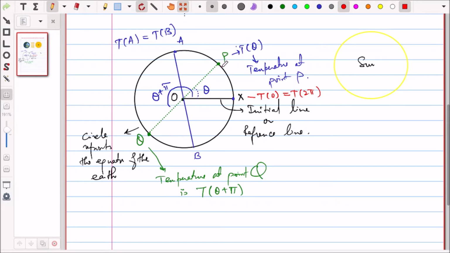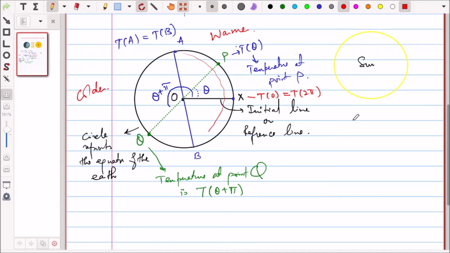Now this side of the earth is facing the sun directly, so this will be the warmer side, right, and this will be colder. So at any given time, the temperature of the earth varies along the equator. At this point it should be maximum, because this is facing the sun directly, then at this point there will be slightly less, and similarly all these points.